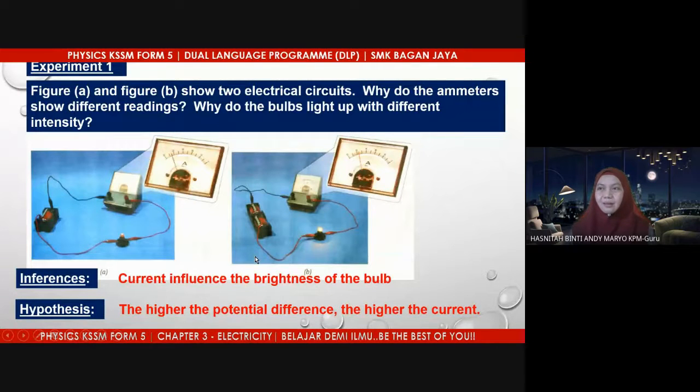So again, the inference: the current influences the brightness of the bulb. And for the hypothesis: the higher the potential difference, the higher the current. Or you can say, when the potential difference increases, the current increases.